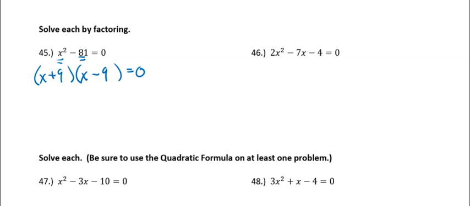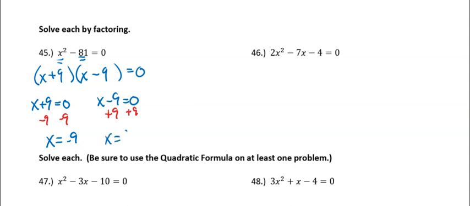And now I can set each factor equal to 0. Either the x plus 9 equals 0, or the x minus 9 equals 0. And now I solve each. So here I get a negative 9, and here I get a positive 9. Okay? And here's the thing. There are other ways to solve this one. Like you could add the 81 and just take the square root of each side. You just have to remember to do plus or minus that square root. So it's plus or minus that 9, just like we got here from factoring.